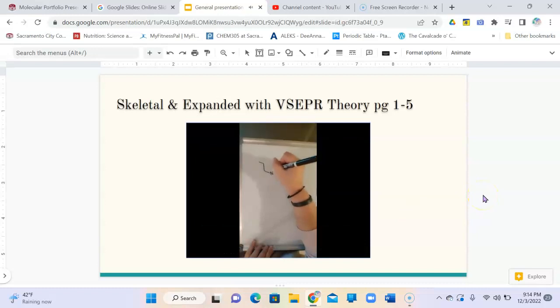So this is me drawing the skeletal line bonds. And as you see, the nitrogen in the middle there has a lone pair. The oxygen has a few lone pairs, and there's a couple more as you'll see going forward. Now, a little bit about fentanyl.